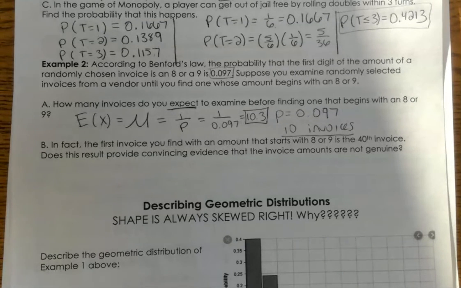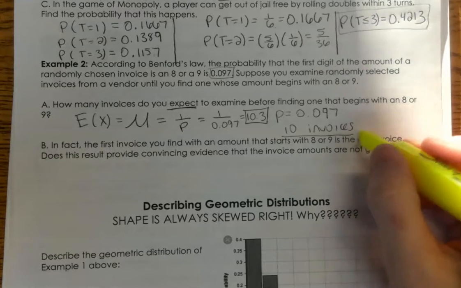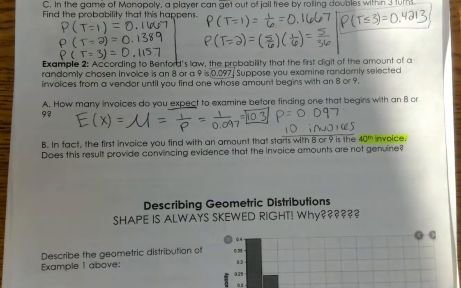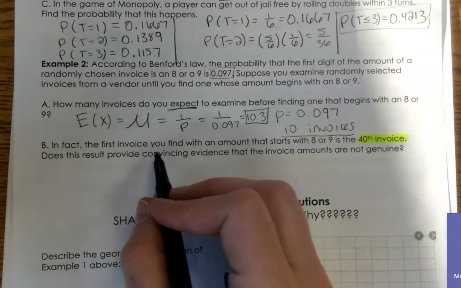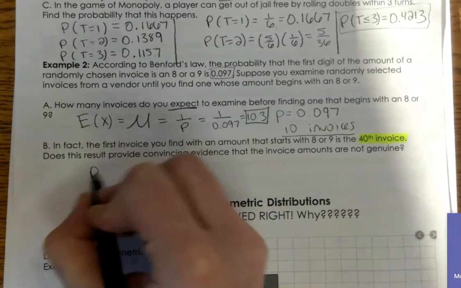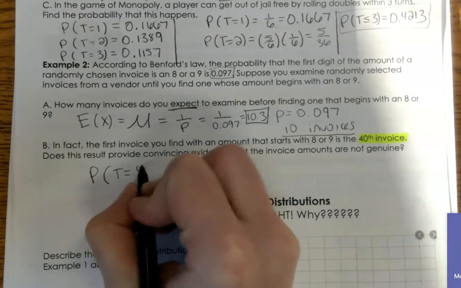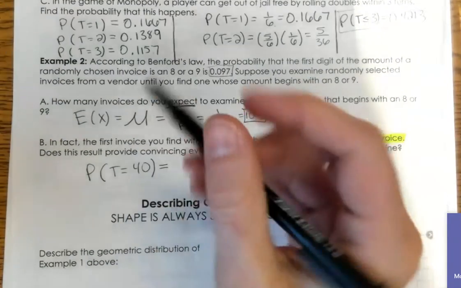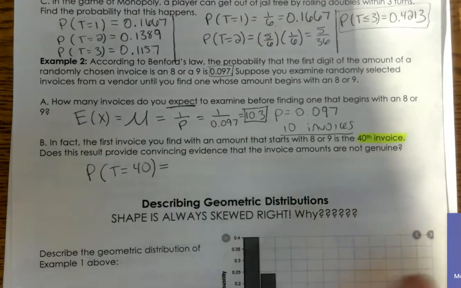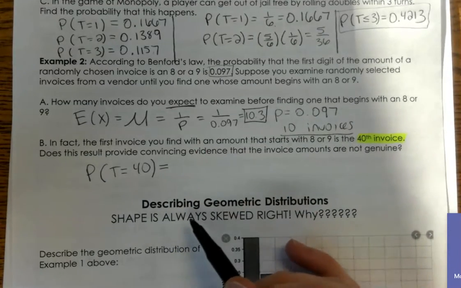Does this result prove convincing evidence that the invoice amounts are not genuine? Well, let's figure out what the probability of finding an 8 or 9 on the 40th invoice would be, because we would expect to find it on the 10th invoice. So this smells fishy, and not good fishy, bad fishy. So what we want to do is find the probability that t is equal to 40. I said t because we used t in example 1. I guess we could have used x as well to designate this random geometric variable.